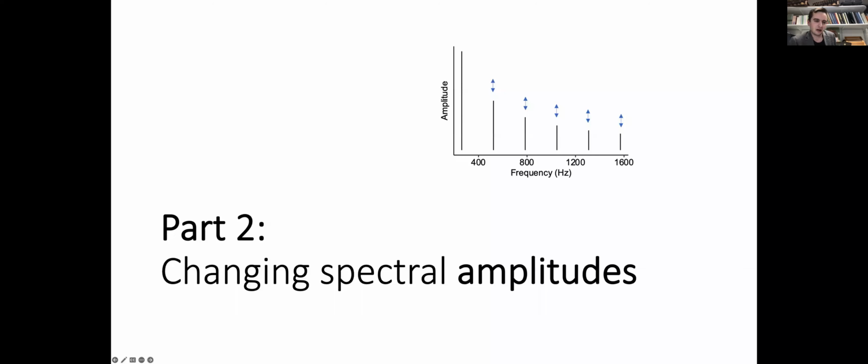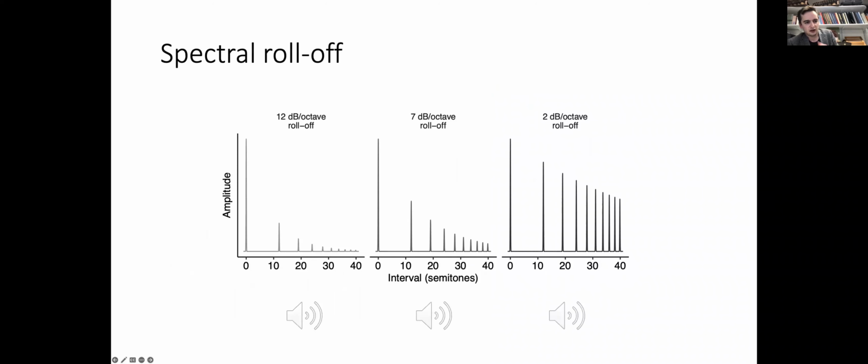Okay, let's move on now to the idea of changing spectral amplitudes. First of all, I'm going to focus on a particular kind of manipulation called spectral roll-off. Spectral roll-off describes the rate at which harmonic amplitudes decay at higher frequencies. I'll start off by playing you an example of a tone with high roll-off, which is on the left here. Then in the middle, we have medium roll-off. And then on the right, we have low roll-off.